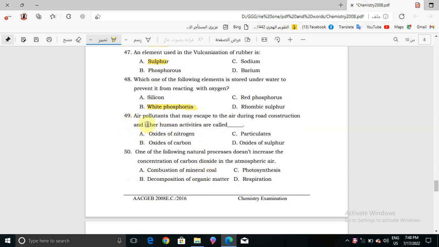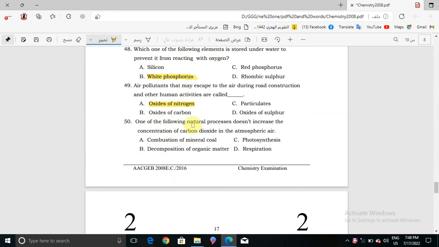Okay, question number 49. Air pollutants that may escape to the air during road construction and other human activities are called what? Oxides of nitrogen. Oxides of nitrogen are the air pollutants that may escape to the air during road construction and other human activities. Now question number 50. One of the following natural processes doesn't increase the concentration of carbon dioxide in the atmospheric air. Is what? It will be photosynthesis.